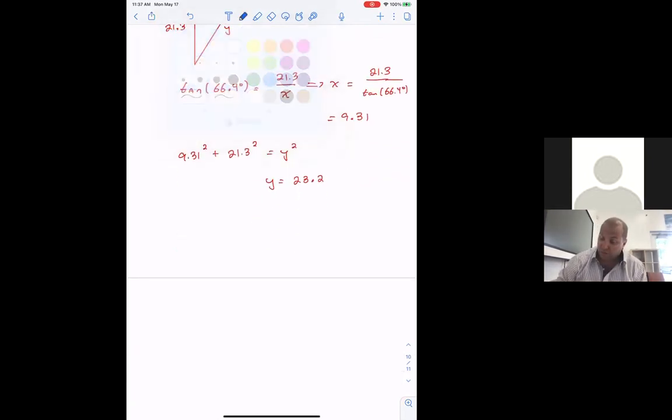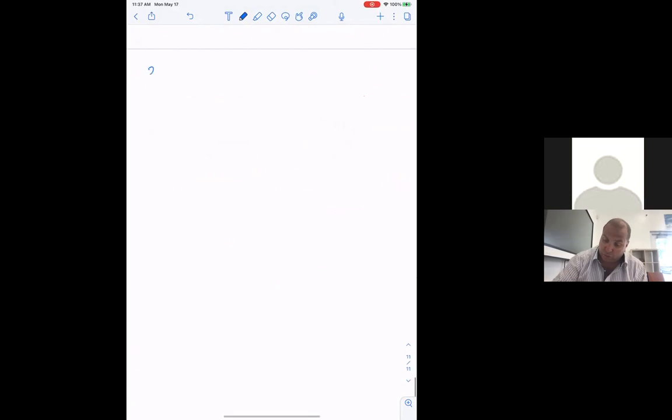Let's change up the colors and go to question number 2. A ladder KM is 8.5 meters long, and it leans against a wall. So we have this ladder. Here's the wall. Here's the ladder.